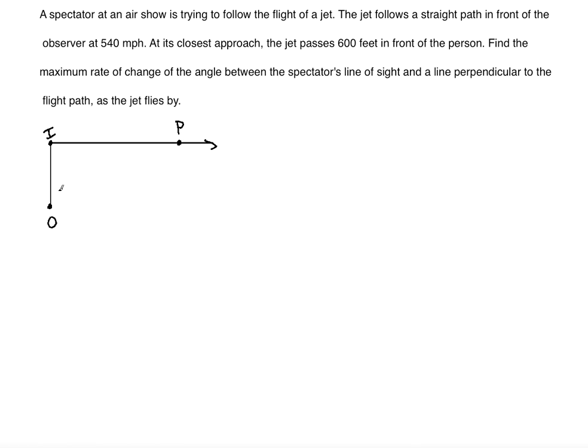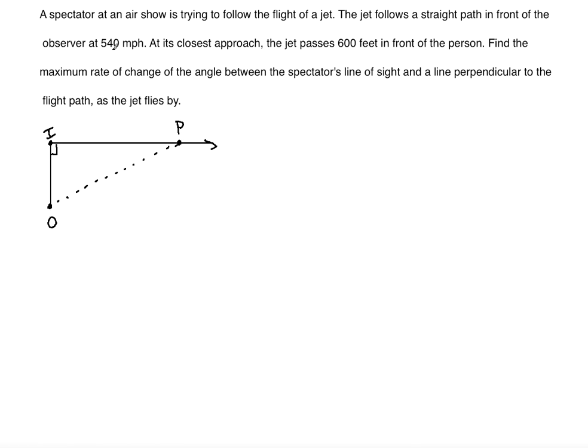Okay, and also we're going to connect the two points O and P and draw the spectator's line of sight. Notice that since we're talking about perpendicular, this is a right triangle with hypotenuse OP. So the spectator's line of sight is the hypotenuse OP.